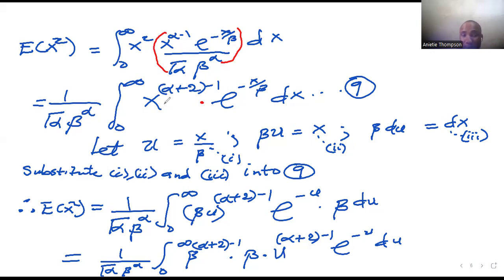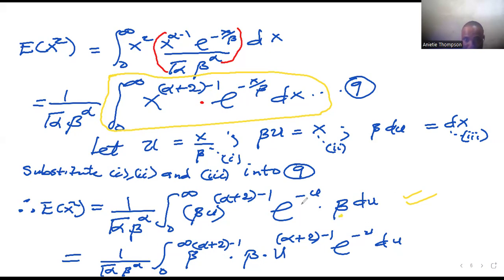And then for me to make this place look like the gamma distribution function, we decide to do a similar thing that we did for the expectation of x, just to make this place look like a gamma function so that we can write it in gamma notation. So I let u be equal to x over beta, and then make x the subject of the formula, take the derivative of u with respect to x, and then do the substitution into equation 9, and we have here. Then after this, we evaluate just like before.